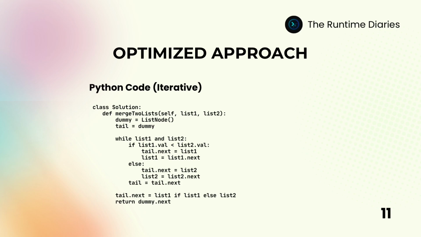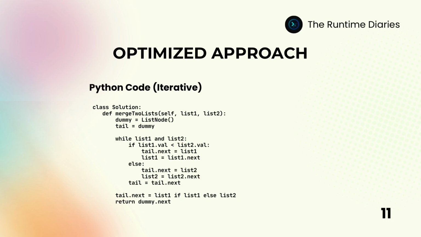Here's the clean Python solution. Let me walk through this code line by line. We create a dummy node with no value. This is our fake starting point. We create a tail pointer that initially points to dummy. Tail will always point to the last node in our merged list. We enter a while loop that continues as long as both list 1 and list 2 are non-null.